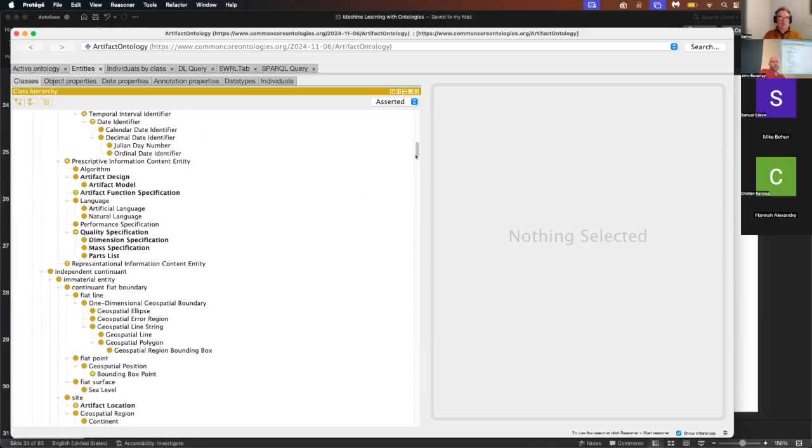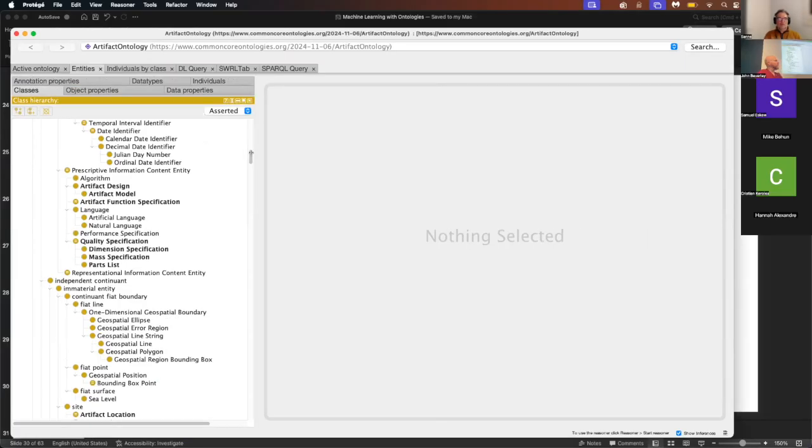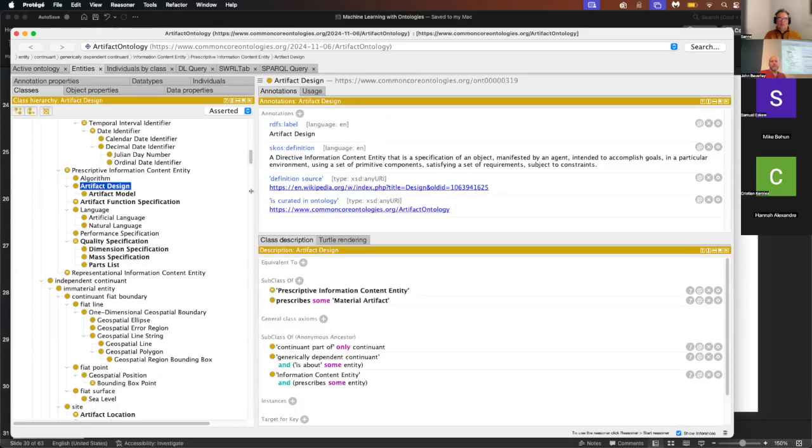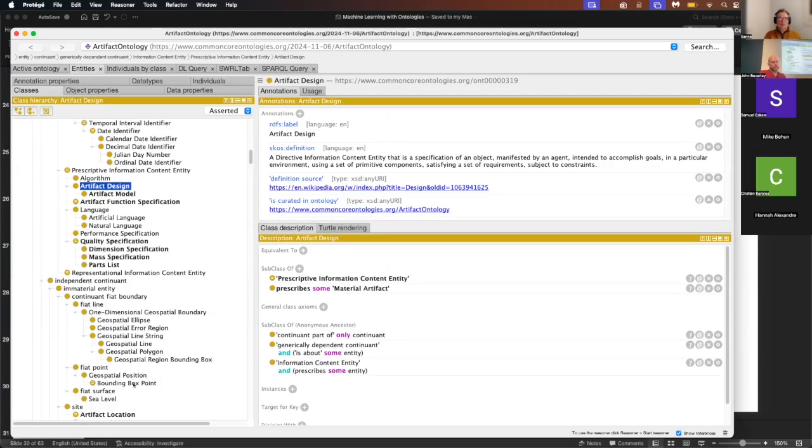If you're looking for what to identify that's peculiar to the artifact ontology, it should be in bold, like artifact design, for example. So we should look for possible axioms. That is correct. You'll see that it inherits some from BFO.